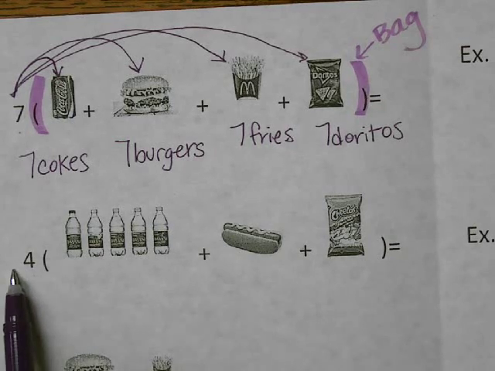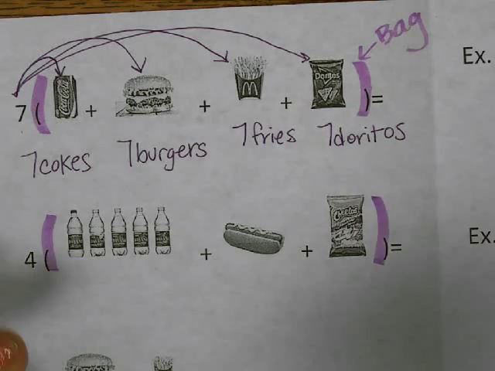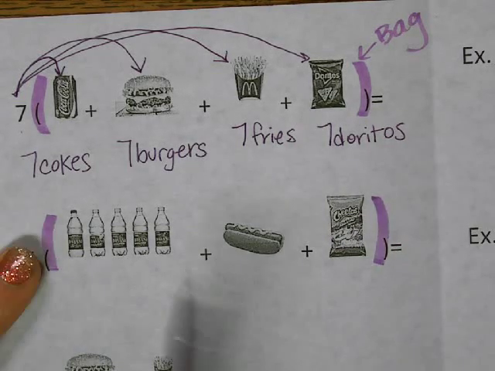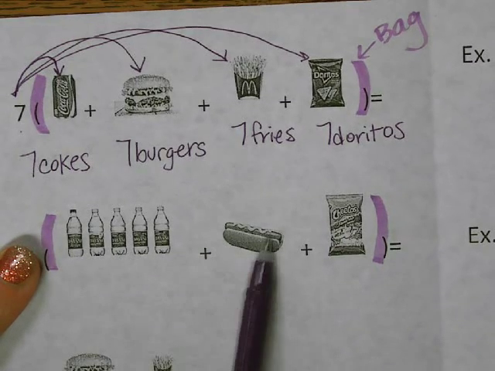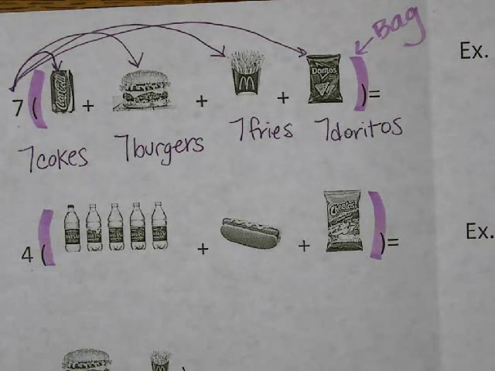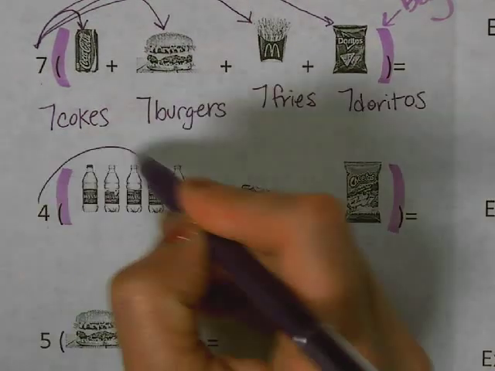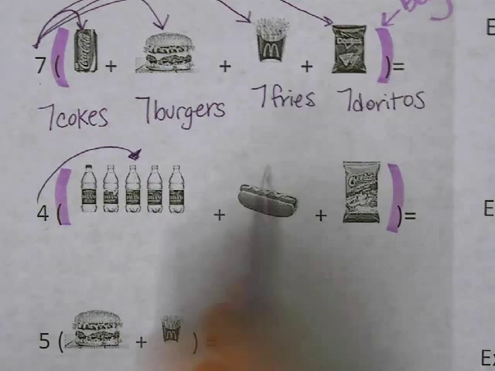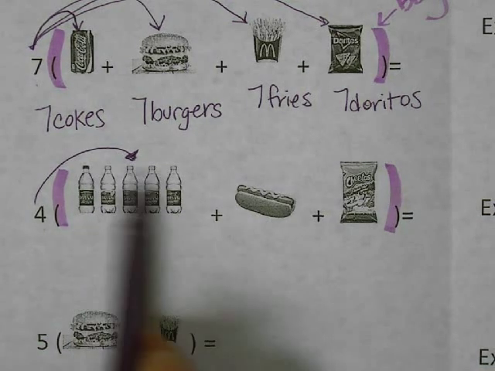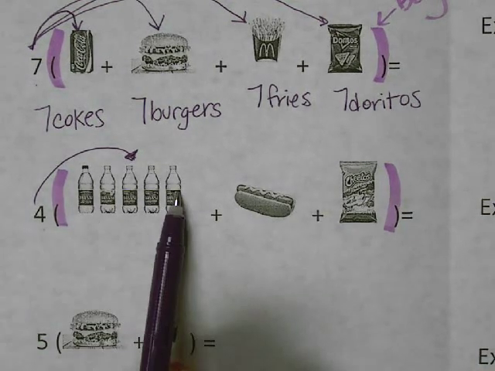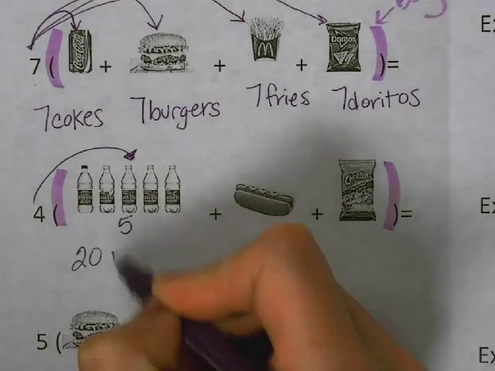Okay, so in the second bag, here we are, we've got our bag. The parentheses are going to represent the bag. Okay, so in one combo here, I'm going to get 5 waters, a hot dog, and some Cheetos. So, what am I going to do if I want 4 of these combo meals? Well, how many waters am I going to need to get? Well, I need 4 groups of 5. So that means I'm going to get 4 times 5, or 20 waters.